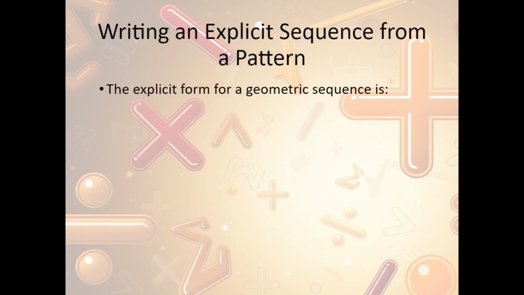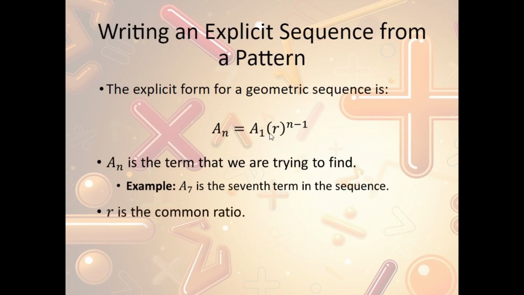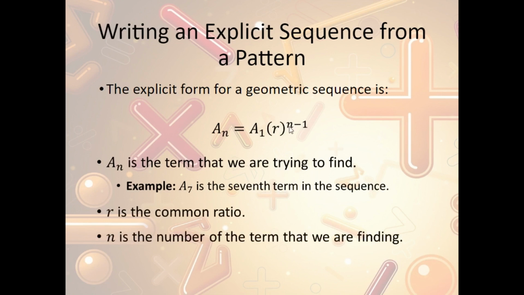Now let's talk about the explicit form for a geometric sequence. The explicit form looks like this. a_n is equal to a_1 times r to the n minus 1 power. a_n in this case represents the term we are trying to find. For instance, a_7 would be the 7th term in the sequence. r represents the common ratio. n represents the number of the term that we're trying to find. And a_1 represents the first term in the sequence.